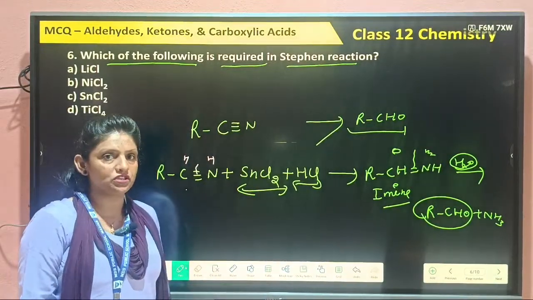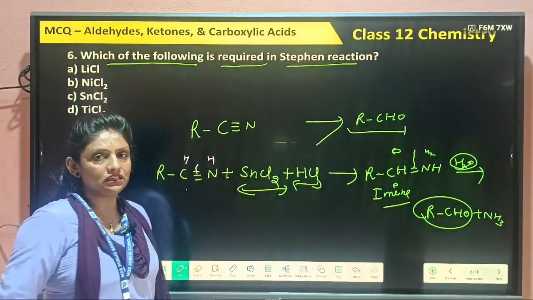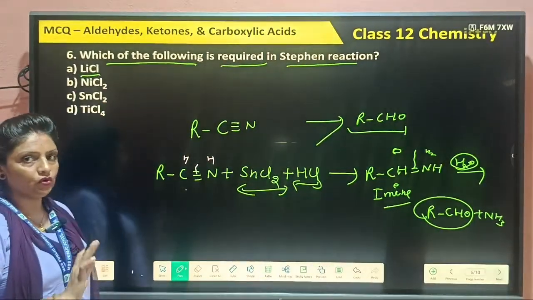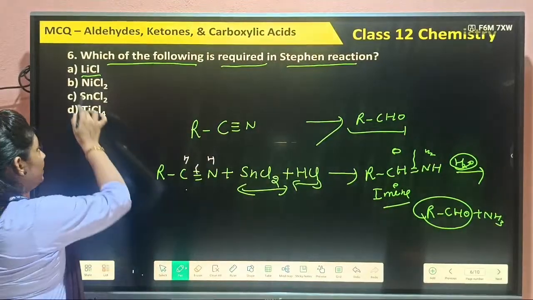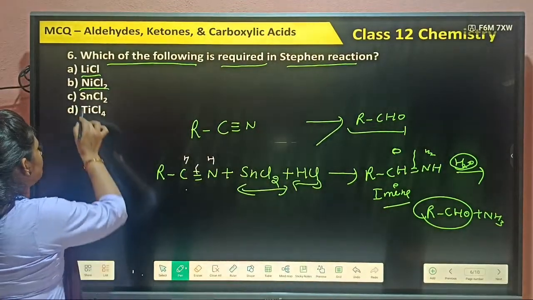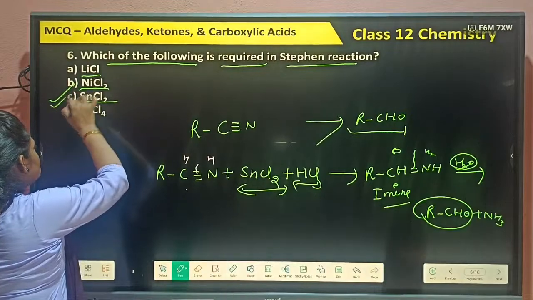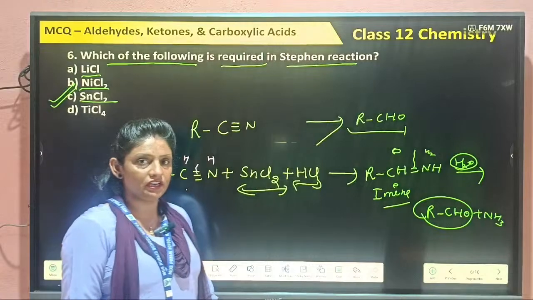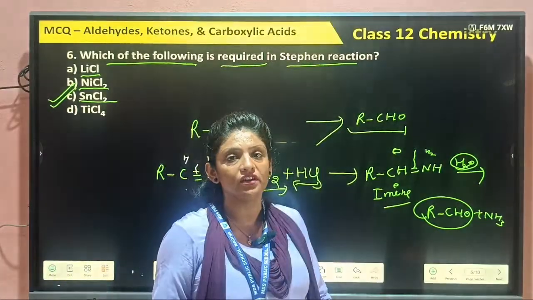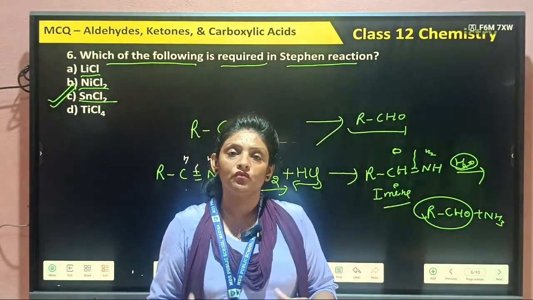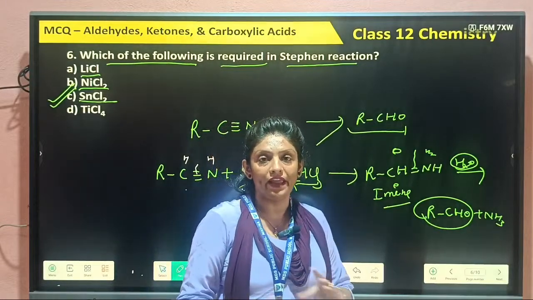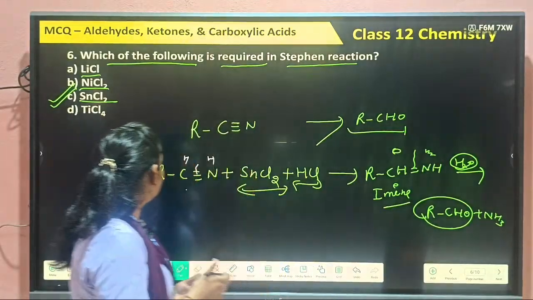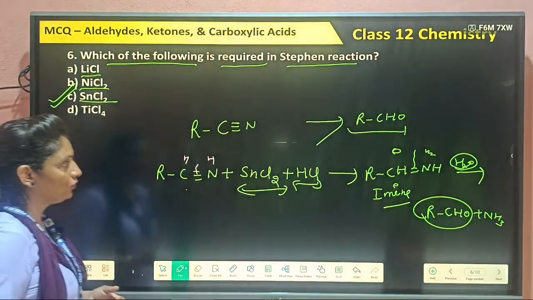So now see the options, in which option this reagent is given to us. LiCl, no, we do not use lithium chloride. NiCl2, we will not use. SnCl2, yes, we use SnCl2 for this reaction, for Stephen reaction. It is also known as the Stephen reduction, because here we are adding hydrogen, and addition of hydrogen is known as the reduction. Okay, students, so here we will take the SnCl2.